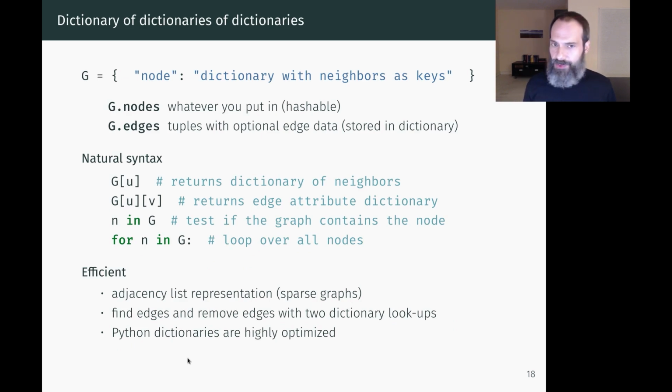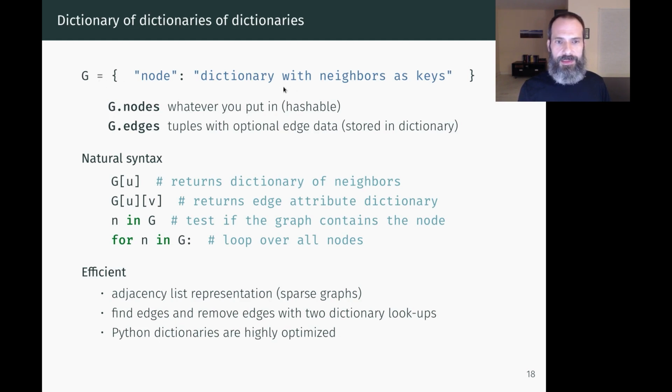Our basic data structure for a graph is a dictionary of dictionaries. So the very first outer dictionary is keyed by the nodes of the graph. Since these are keys to a dictionary in Python, it's any hashable Python object. So if you want to know what your nodes are, type G.nodes, and you'll get whatever you put in, anything hashable. And the edges are going to be tuples with optional edge data.